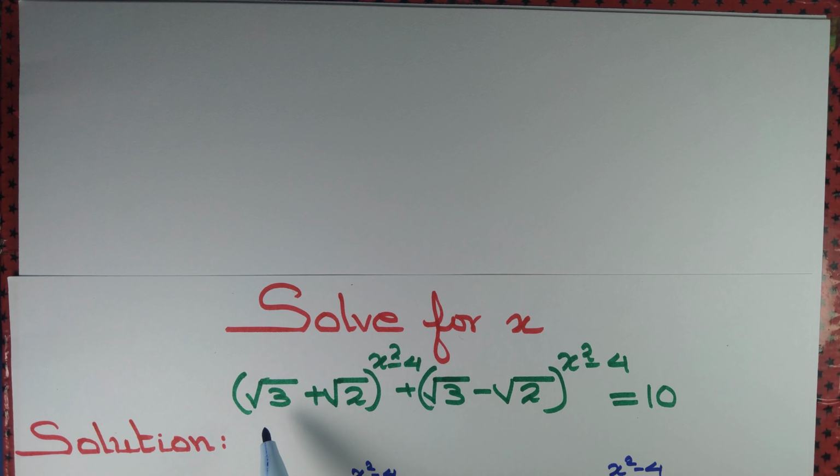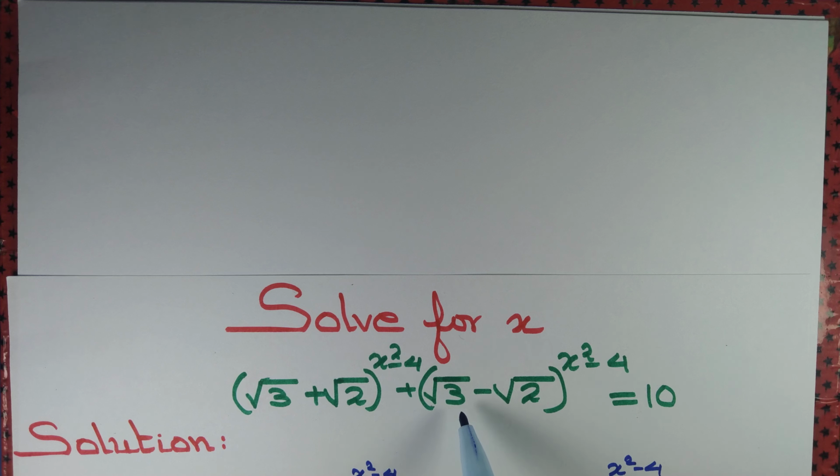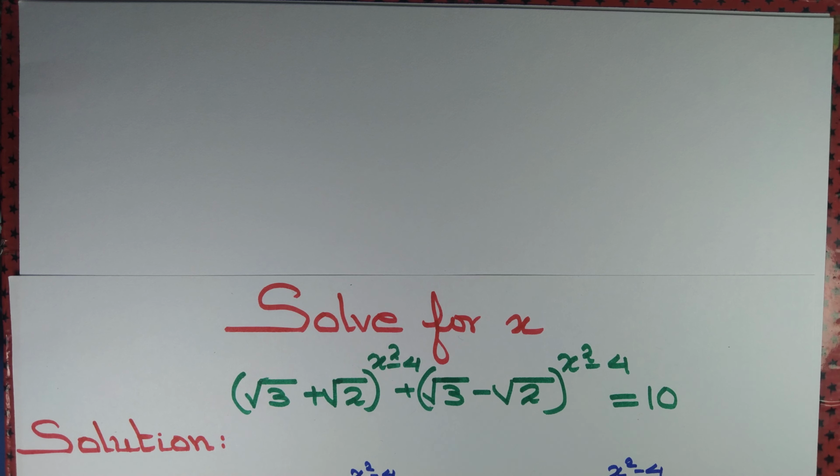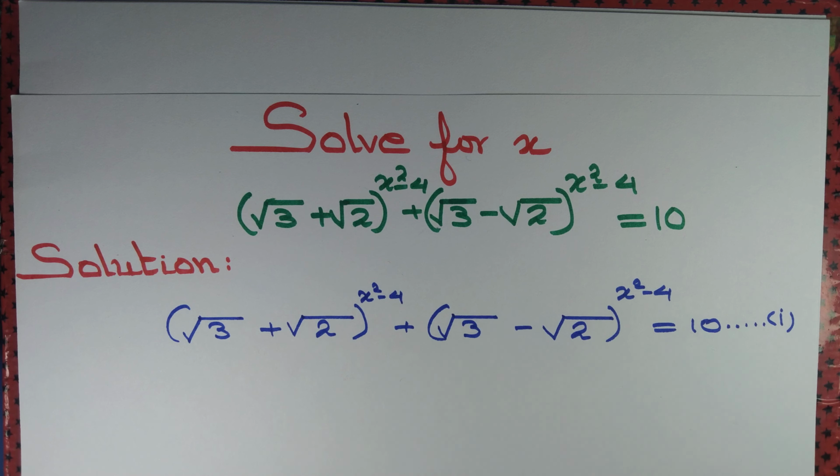Just solve the equation (root 3 plus root 2) to the power x square minus 4, plus (root 3 minus root 2) to the power x square minus 4, equal to 10. So we are given this kind of equation. We want to solve it.